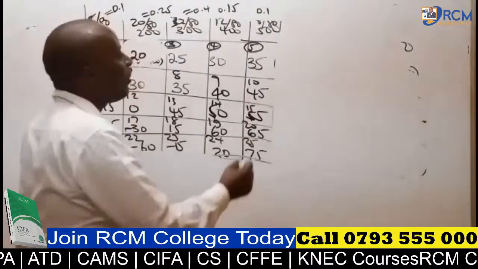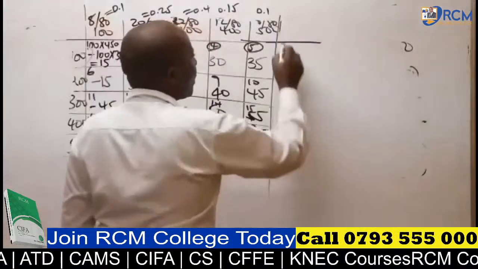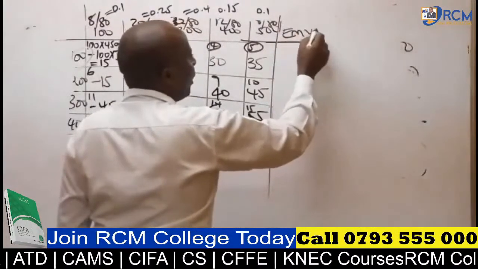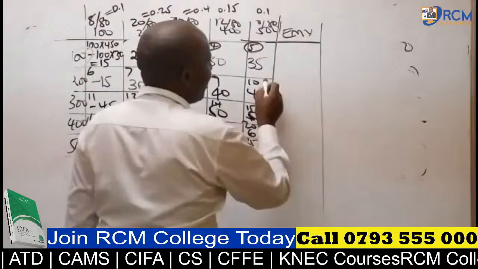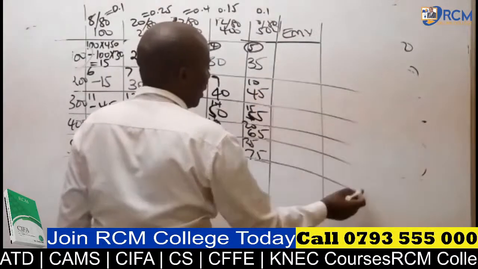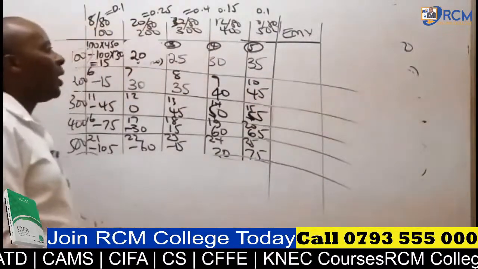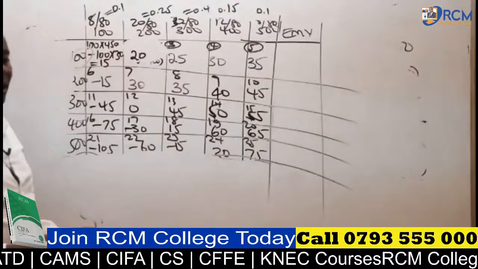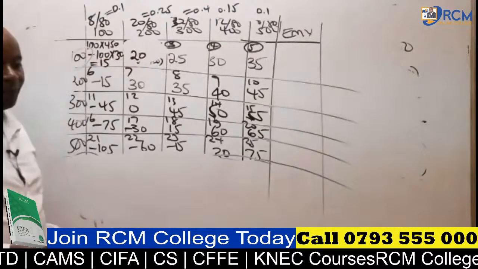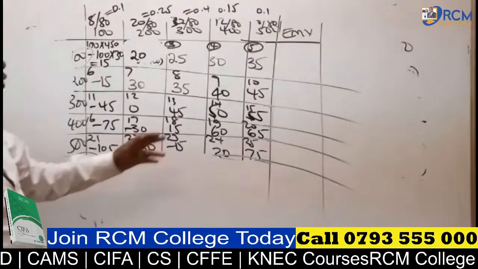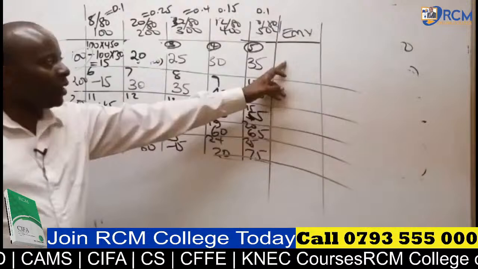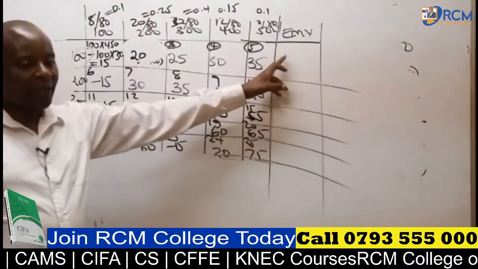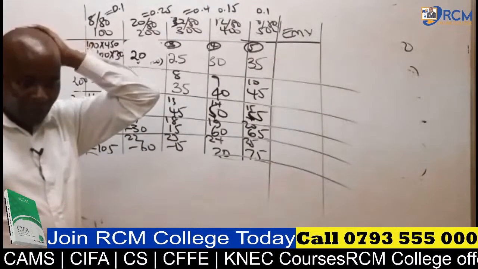So come here, ladies and gentlemen, and give us expected monetary value. So then what do you think we are going to do to be able to get expected monetary value for the first alternative? What shall we do to get the expected monetary value of the first alternative?